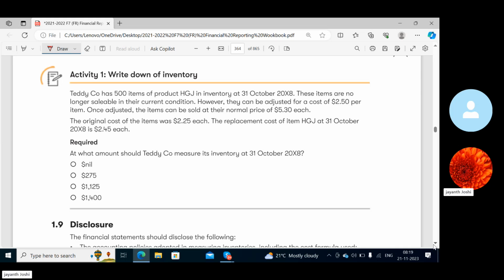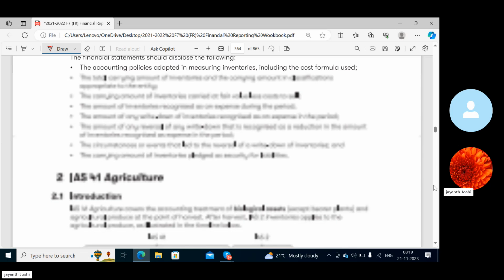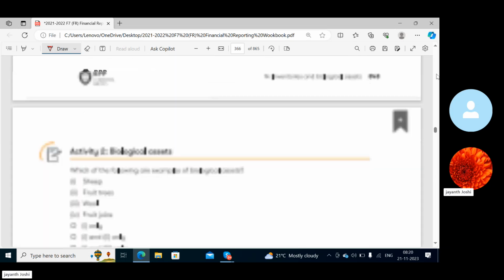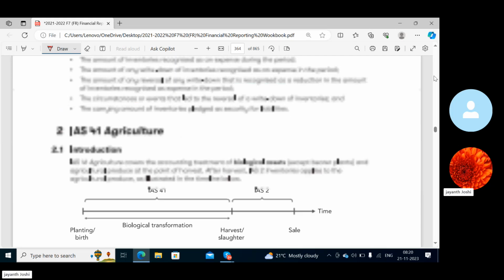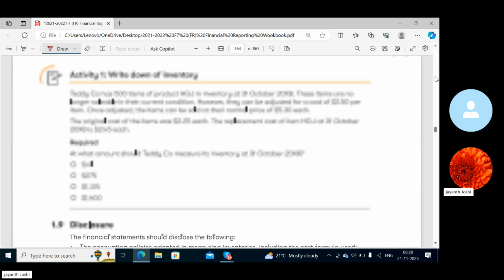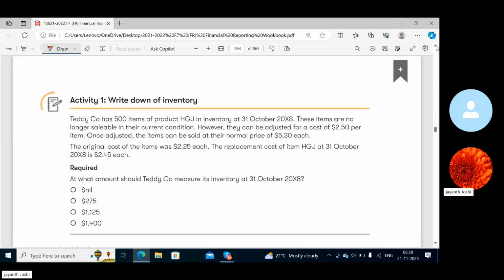Write down of inventory. I've explained you already that you have to reduce the value of inventory when the inventory value is falling, to show the inventory loss. Will you do this particular question? Then we will move into agriculture. It's a 10 minute concept now. Done this chapter. Start, do this.